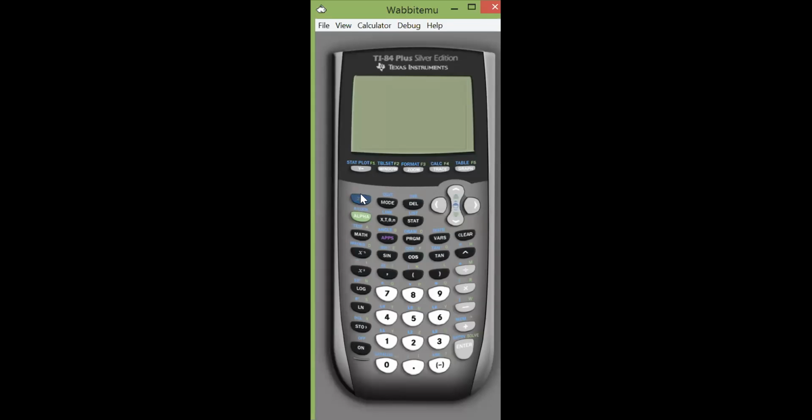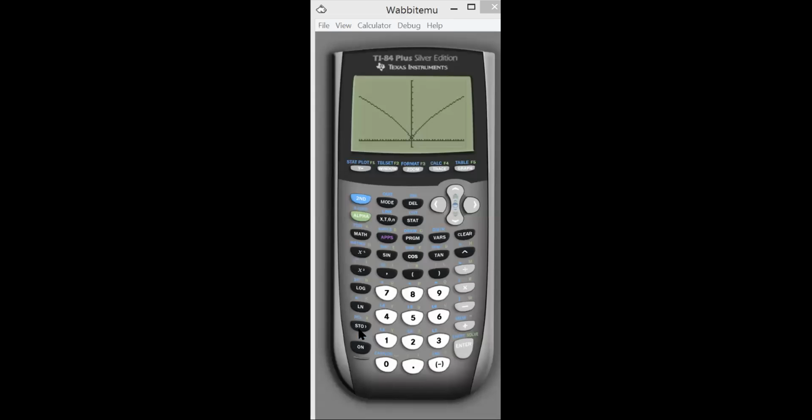I don't know why this is not turning on. I'm gonna restart it. Okay, sorry about that. All right, I'm gonna just restart my calculator. All right, should be good to go now.